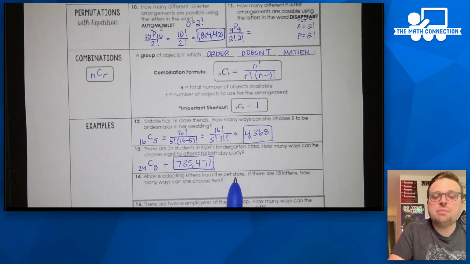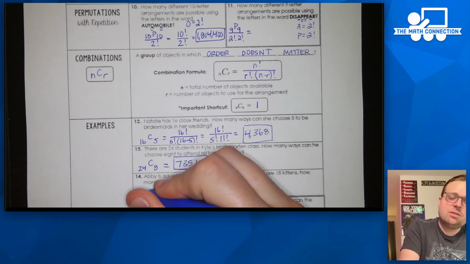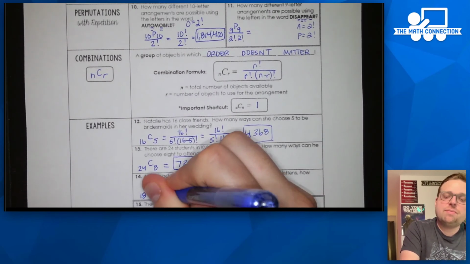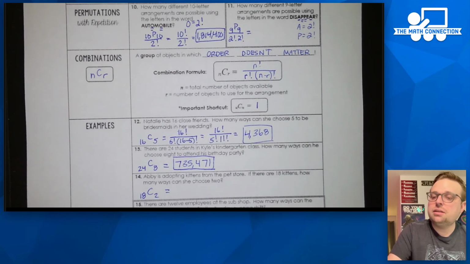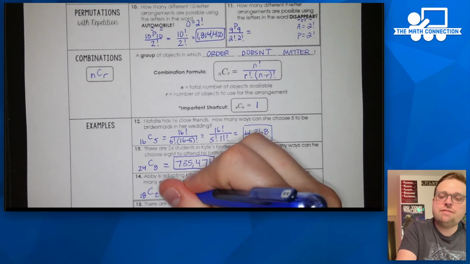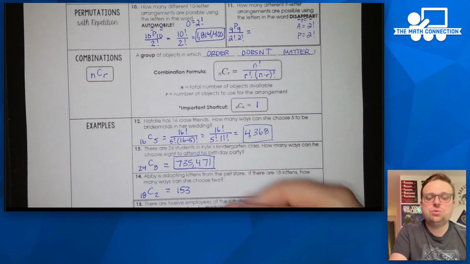Abby is adopting a kitten from the pet store. If there are 18 kittens, in how many ways can she choose 2? So there are 18 altogether. We're looking for a combination of just 2 of them. So if I do 18 and then I do combination 2, there are 153 ways for her to choose.